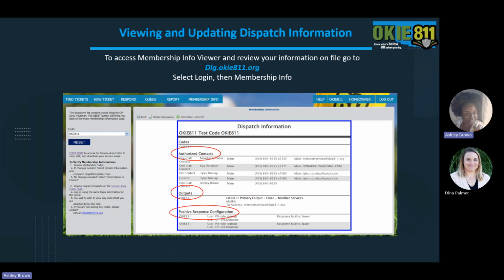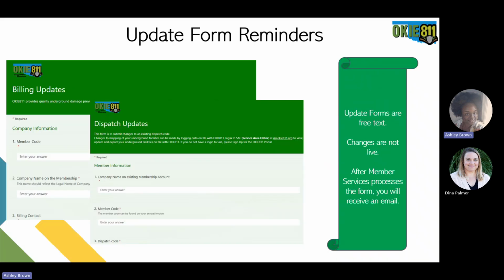These are users who are registered to positively respond on behalf of your company. So you want to make sure that that information is up to date as well. And just like the other information, if you need to update your dispatch information, you just select the update information button and it's going to take you to the dispatch update form.